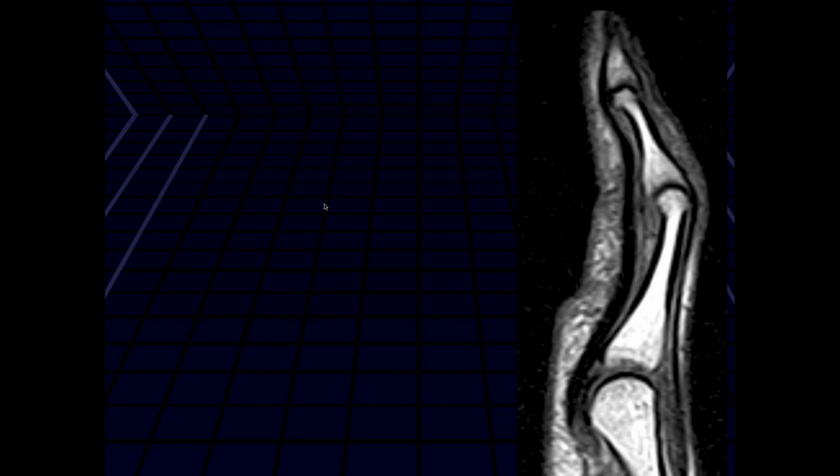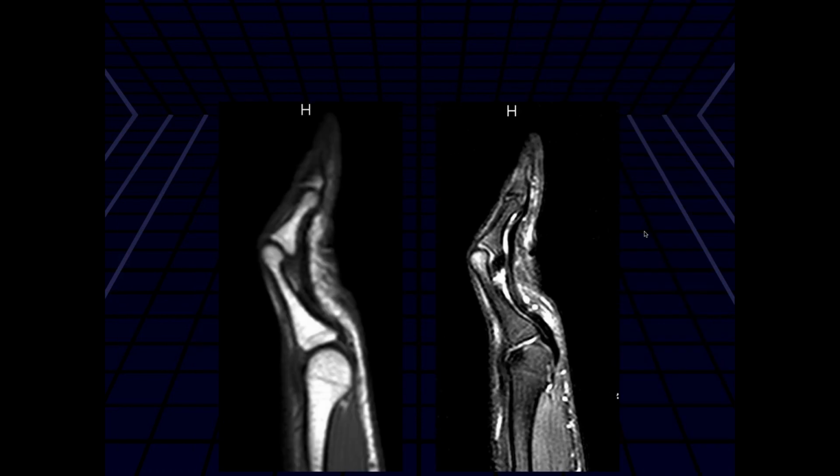Okay, so we see a bowstring of the flexor tendon or separation from the distal aspect of the proximal phalanx, suggestive of a pulley tear. So sagittal views of the digit here. We're seeing some separation of the flexor tendon from the proximal phalanx. Yeah, there's some bone marrow edema there at the head of the phalanx.